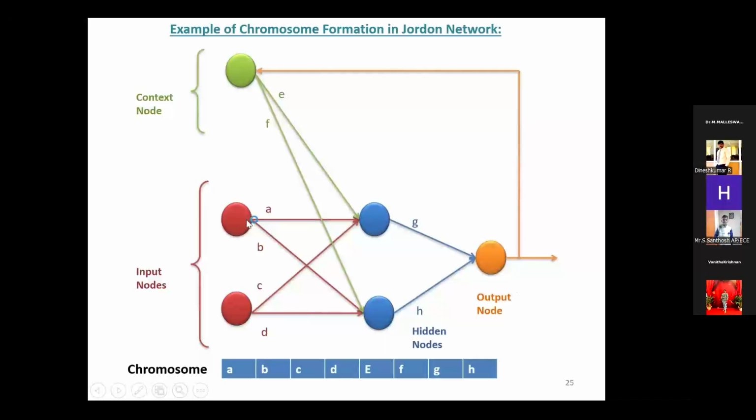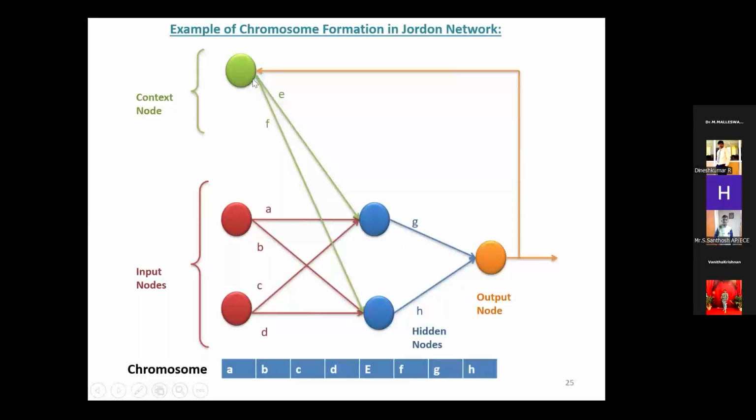Here, the weight value from the first input node to the first hidden node is A. Similarly, the weight value from the first input node to the second hidden node is called the weight factor B. Similarly, from the second input node to the first hidden node, I consider the weight value as C, and from the second input node to the second hidden node, I consider the weight value as D. From hidden node 1 to the output layer, I consider weight value G, and from hidden node 2 to the output layer, the weight value H.